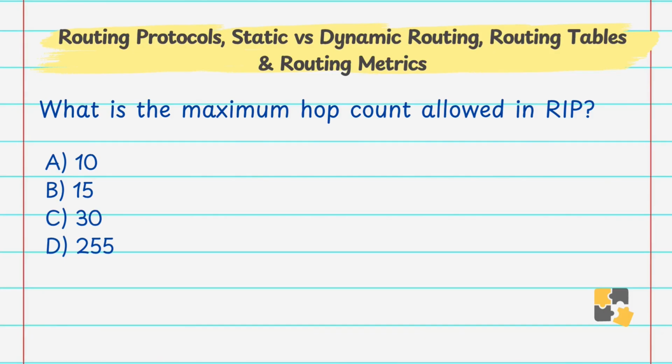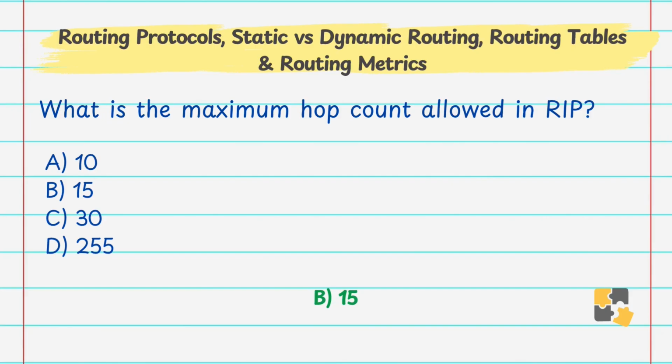What is the maximum hop count allowed in RIP? A. 10, B. 15, C. 30, D. 255. Answer is B. 15. RIP considers 16 hops as unreachable, so the maximum valid hop count is 15.